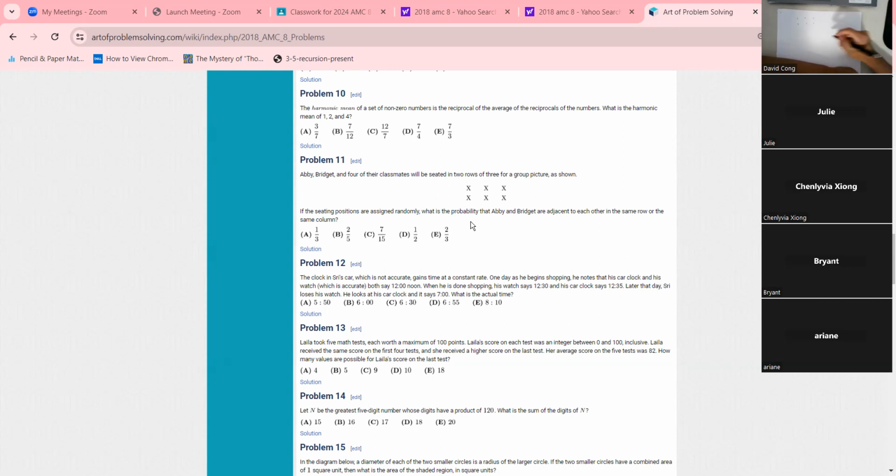So adjacent is defined as this, but diagonal is not adjacent. So once again, with probability, we define it as our selected number over our total number. So what we have is how many ways in total can we arrange them? Well, when they say four other classmates, there's no distinction. So between these four, they are indistinguishable.